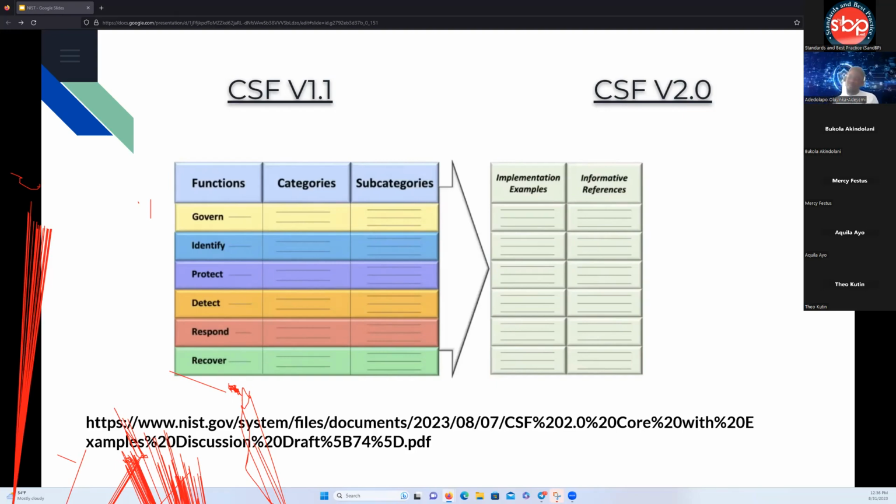So they've taken implementation examples and informative references and then put that in a separate table, in a different documentation. And they've outlined different implementation examples that are non-technical and technical that anybody can just go there and follow and pick what is subjective or what aligns to their own environment.